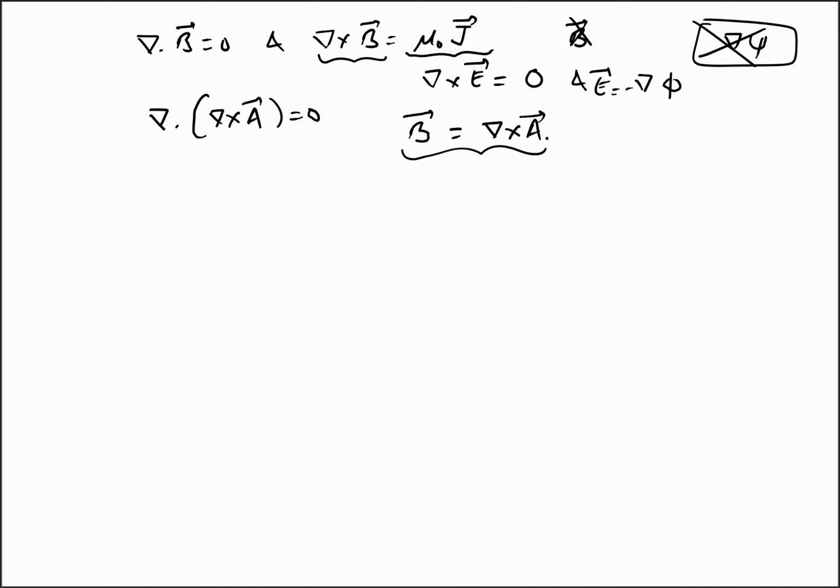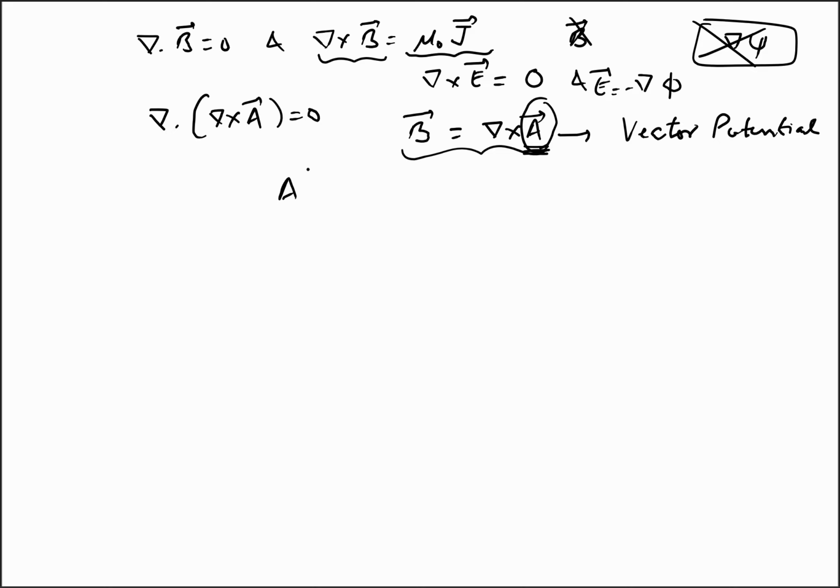However, now this quantity A, although called the vector potential or magnetic vector potential, has a lot of freedom. Now you can see that this A is not a unique quantity.